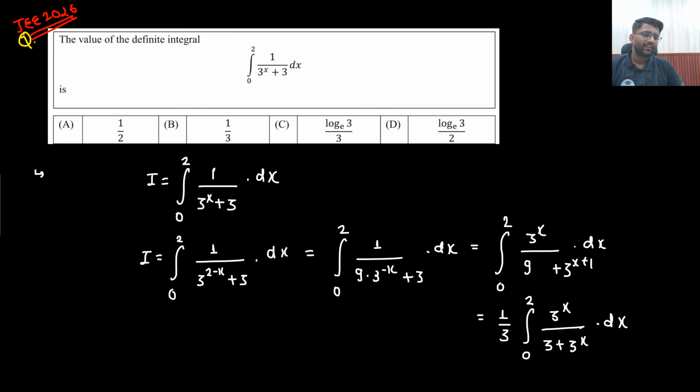Did you understand? I took 3 outside from the bottom, so this became 3 plus 3 to the power x dx. This is what I have done. Why have I done so? So that it would be easy for me to add up.